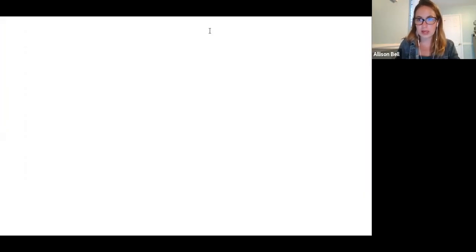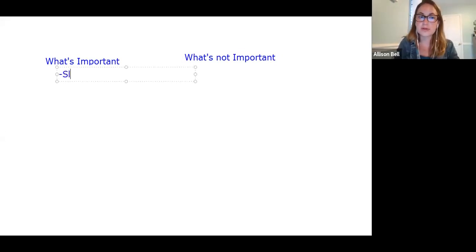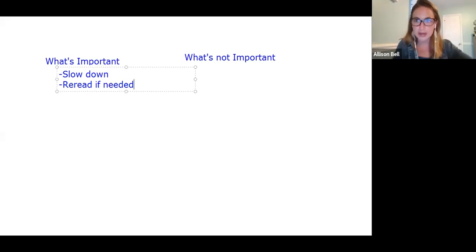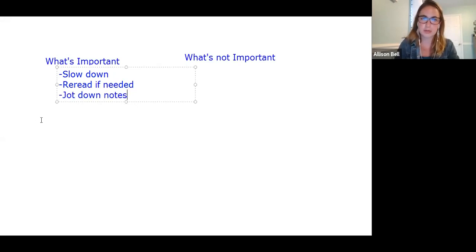When you are reading a GMAT passage, you want to have a clear handle on what's important and what's not important. This is how I can read a GMAT passage in 2 to 3 minutes, because I am able to quickly recognize what's important, and for things that I know are important, I slow down, I reread if needed. If it's a challenging passage for me and I didn't comprehend it the first time, I back up and I make sure that I comprehend it. I might jot down some notes about that thing that is important.